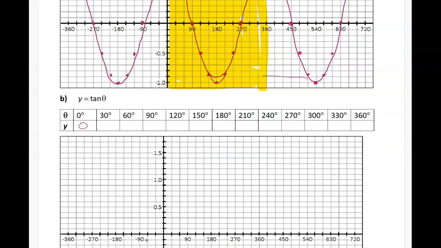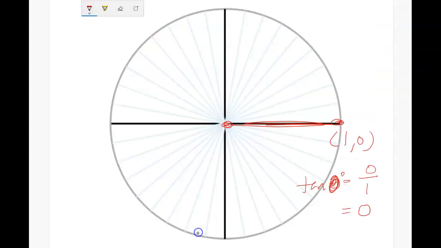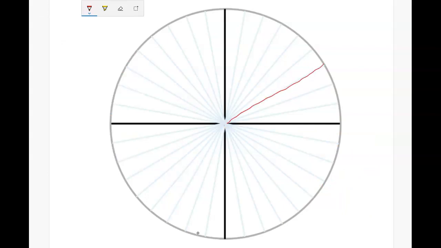Now let's do tangent of 30 degrees. Back to that circular template. And we'll sketch a 30-degree reference triangle. Tangent is the opposite over the adjacent. So tangent of 30 degrees is equal to 1 over root 3.